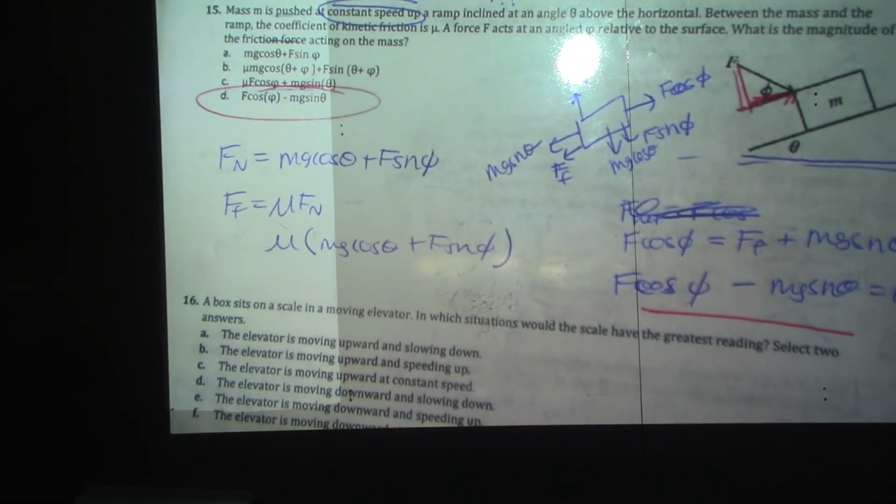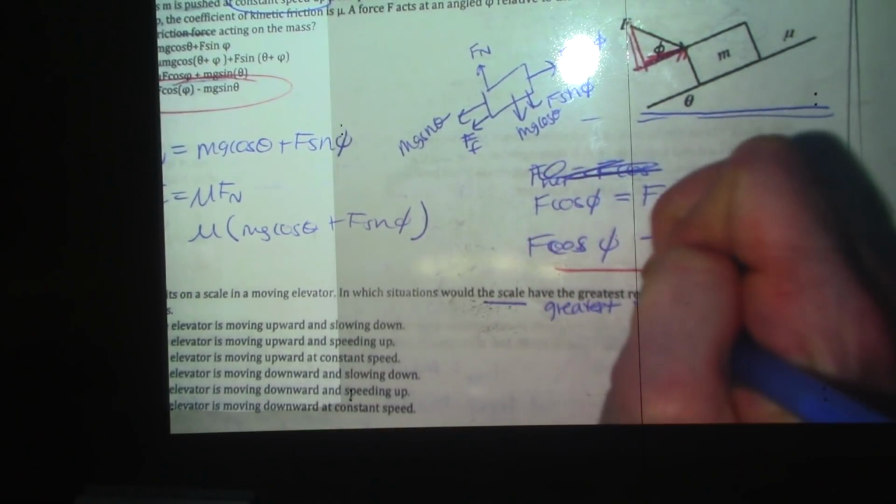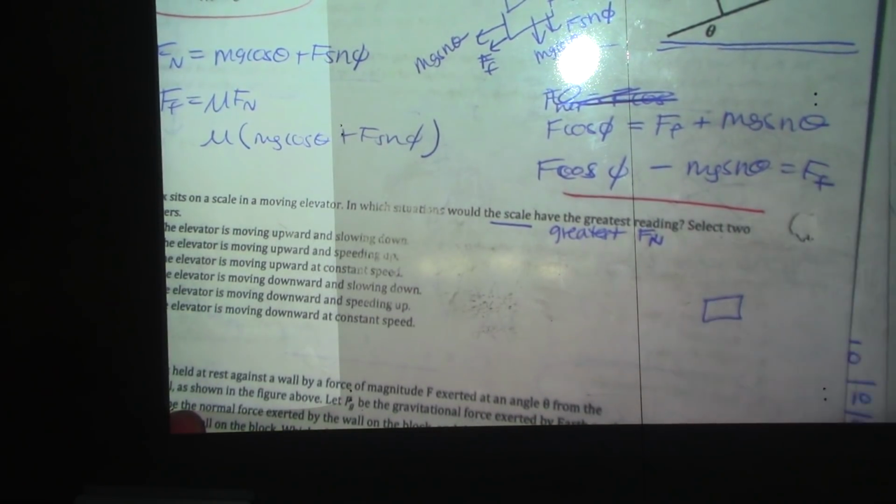16, a box sits on a scale in a moving elevator. In which situation does it have the greatest reading? So the scale is just a measurement of the Fn. So this is just which one has a greater Fn, or which of the cases would it have a greater Fn? Two answers. So I'm going to draw my free body diagram.